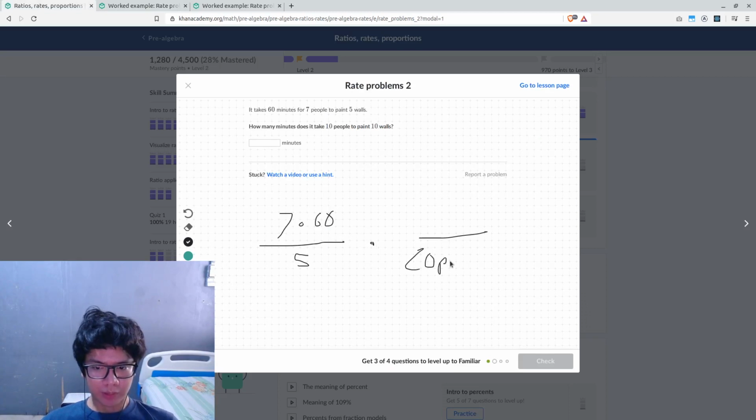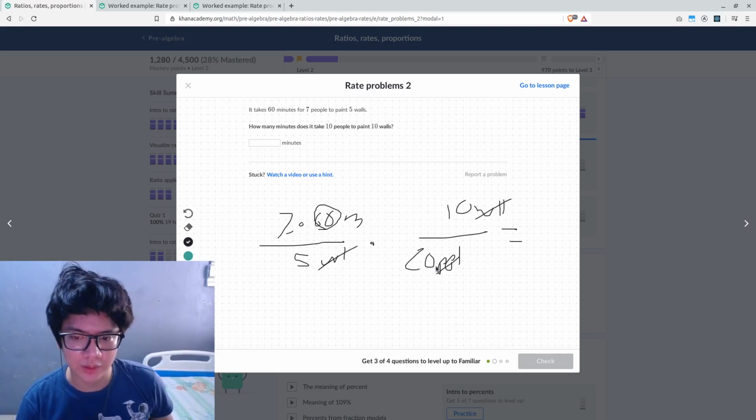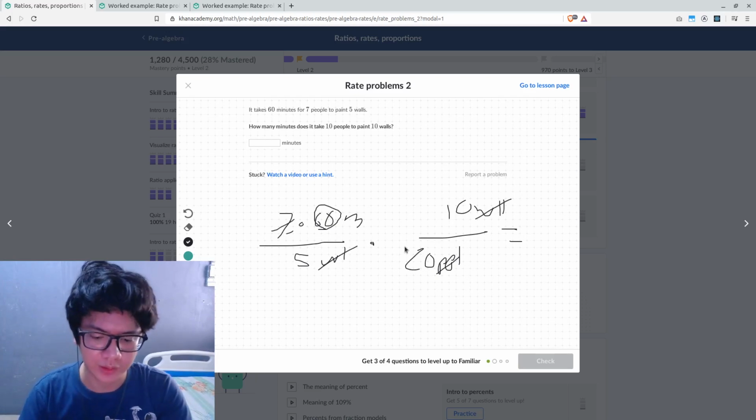It's 20 people and 5 walls, 10 walls. So we have that guy and 20 people. So we're gonna be left with minutes. So it's gonna be like 7. So what is this? What is this? 60. See. Oh my god, 20 people. 7 divided. Oh my god, do I need a calculator for this?